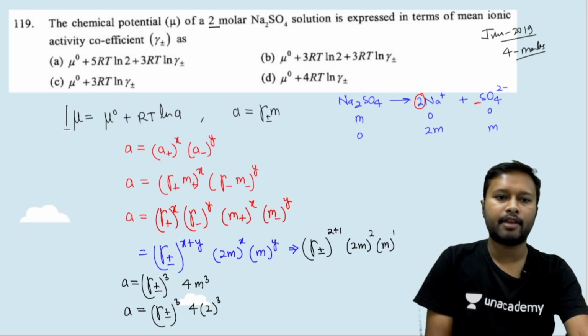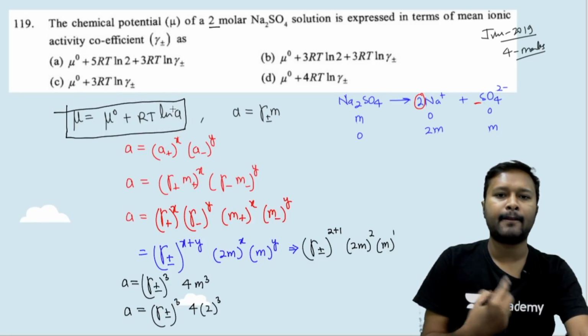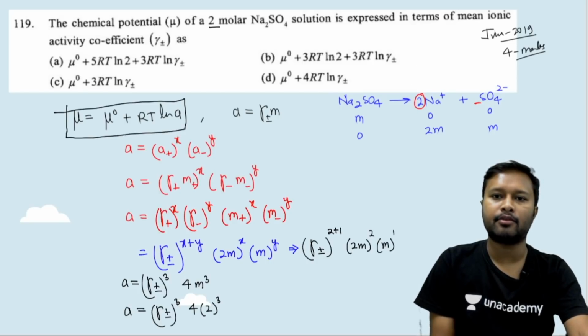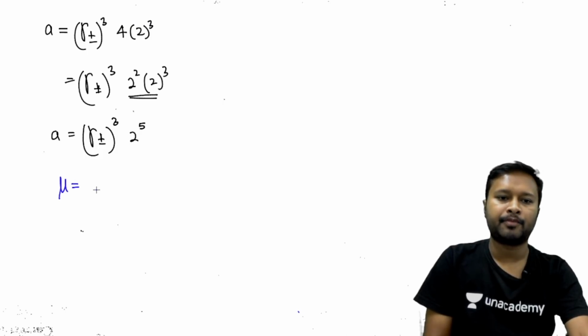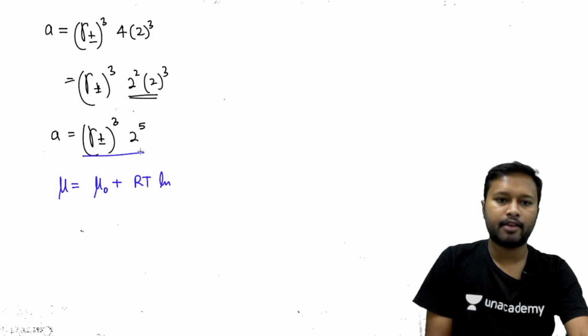Now we know that we have to calculate actually mu. So in order to do that, I have to substitute the value of a over here in this equation, right? So now the next point is to calculate it. That's the final thing which we have to do. So let's try it. We have to find out mu, that will be equal to mu naught plus RT ln, and the value of a I am going to substitute here. So it's gamma plus minus to the power 3 and 2 to the power 5. Okay, that's what I'm going to have.